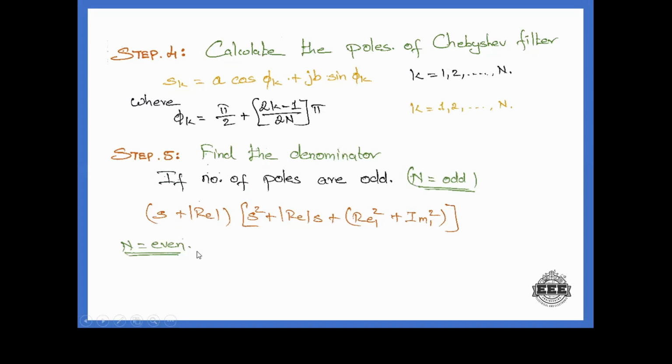Similarly, if your n value is even, that is n equal to 2, 4, 6, then to determine the denominator the formula is s plus real square plus imaginary part square. Always we take only the modulus value to substitute here: real s plus real square plus imaginary square. So these are the two formulas depending upon your n value. If it is odd, use this formula; if it is even, use this formula.